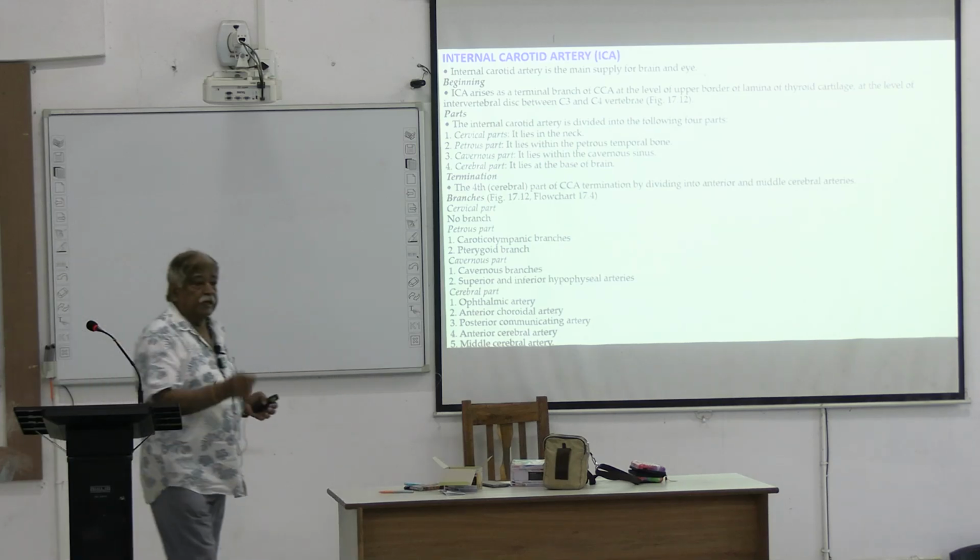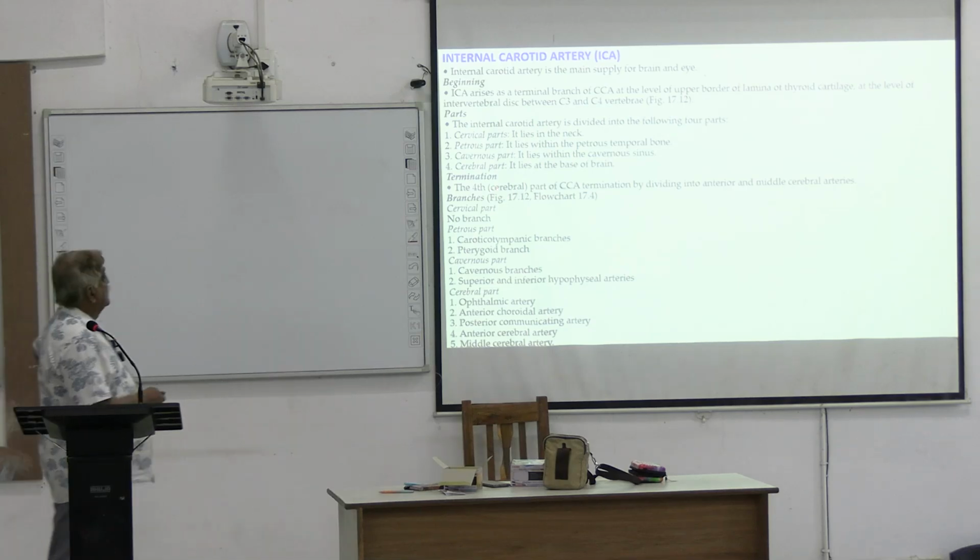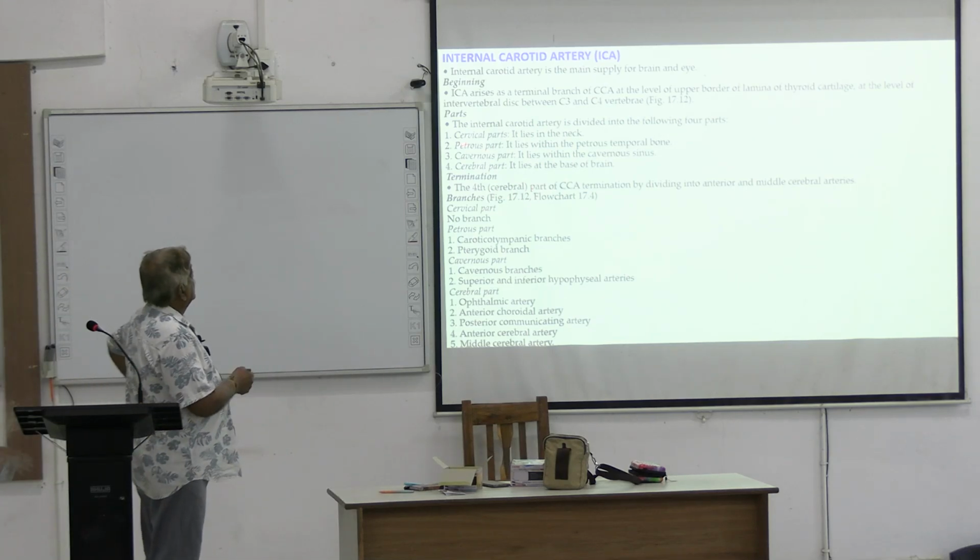If you draw the picture and just label it, you get full marks. Now, your internal carotid artery divides into the following four parts.